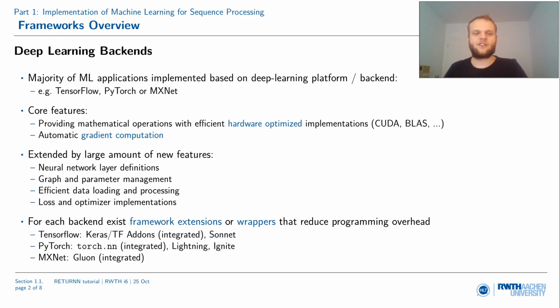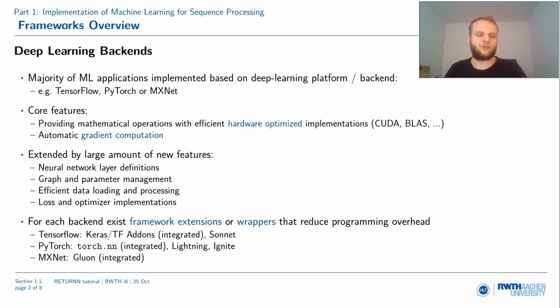For writing machine learning applications, there exist different deep learning backends, such as TensorFlow, PyTorch, or MXNet. All these backends provide as core feature mathematical operations backed by hardware-optimized implementations. They provide mathematical operations for CPU and for GPU, and they provide automatic gradient computation. This is the key feature for neural network architectures. Those backends were extended by a large amount of new features.